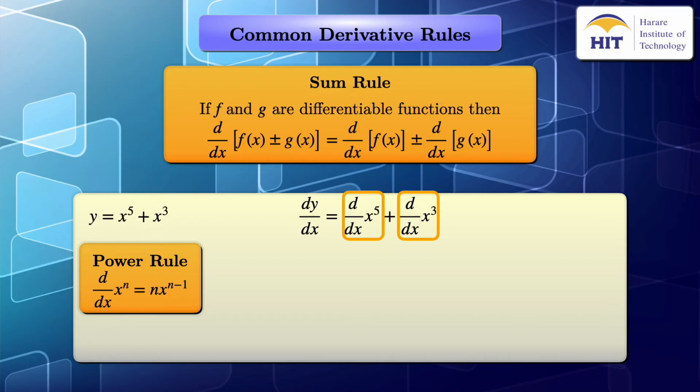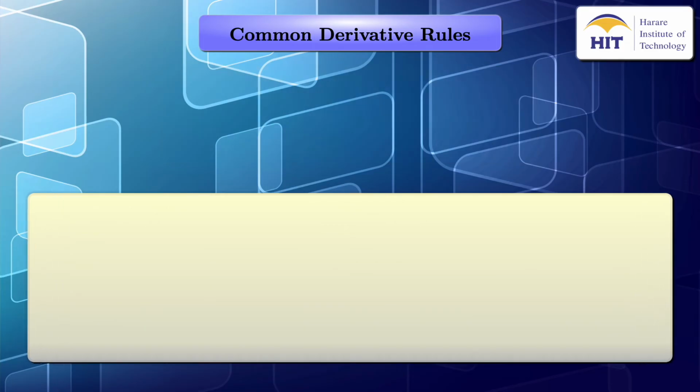For the second one here, we'll have n is 3, so we'll have 3 multiplied by x to the power 3 minus 1. So our result becomes 5x to the power 4 plus 3x squared. I now move on to the next rule, which is the product rule.